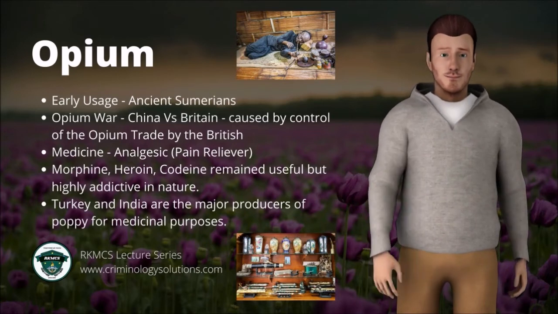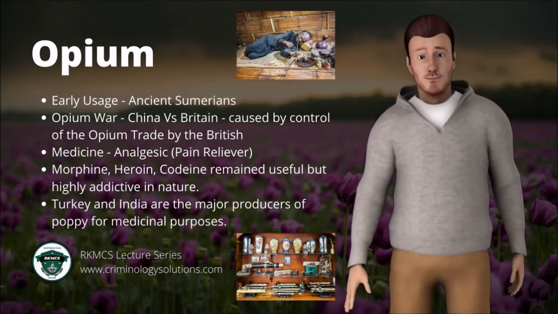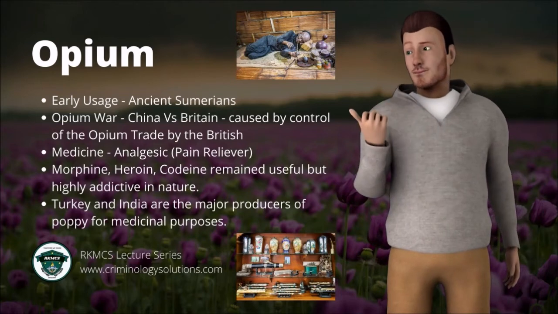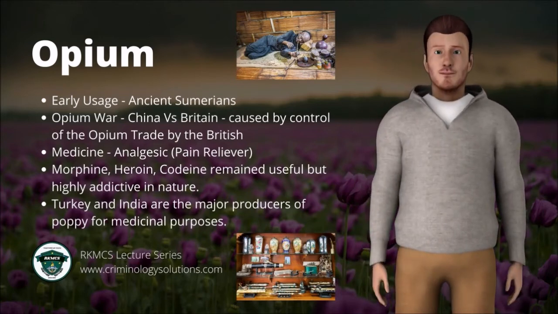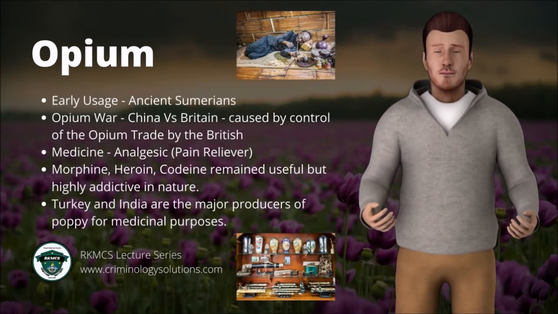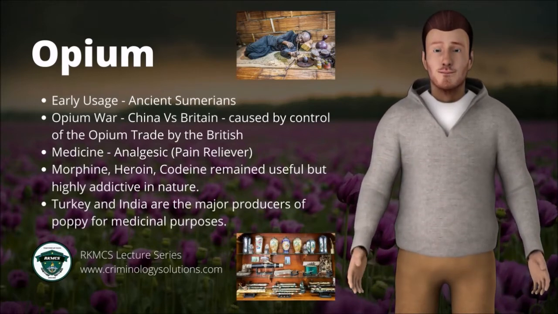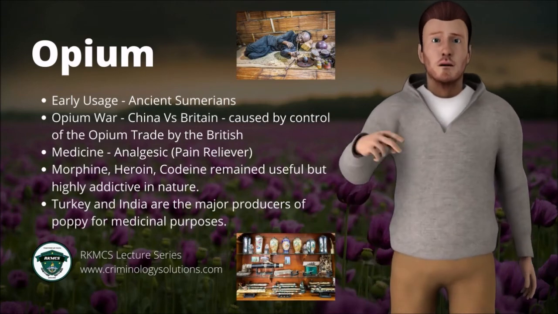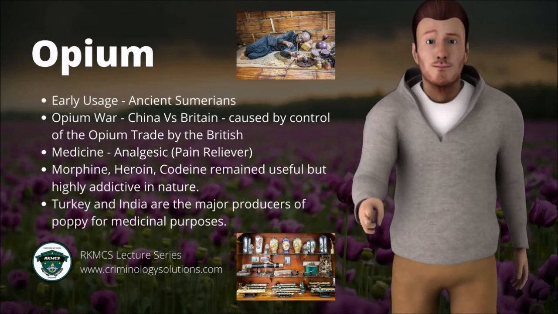Opium was used for treating asthma, stomach illnesses, and bad eyesight. Although it is an analgesic or pain reliever drug, opium properties are very addictive. Its derivatives morphine, heroin and codeine, remained useful as pain relievers in today's modern medicine. Recently, Turkey and India are the major producers of poppy for medicinal purposes and poppy-based drugs, in the world.